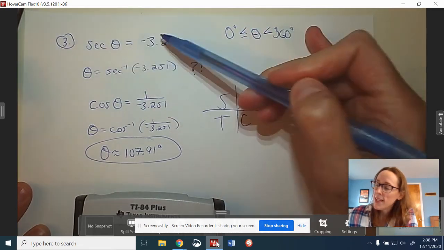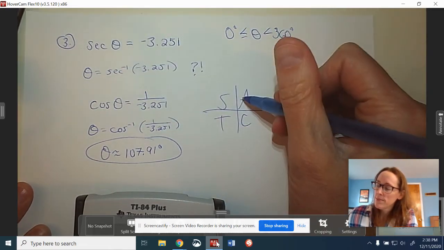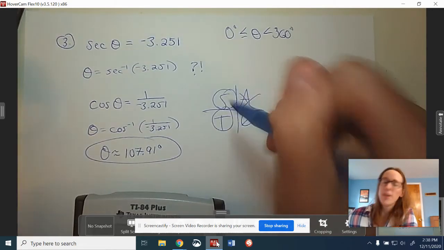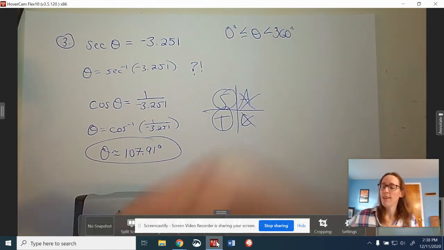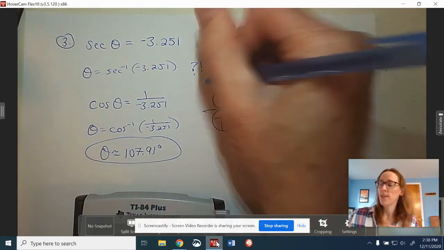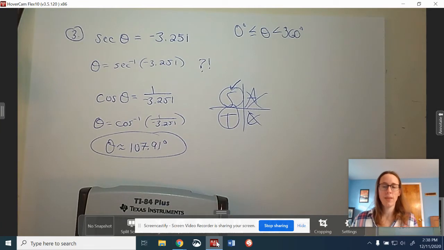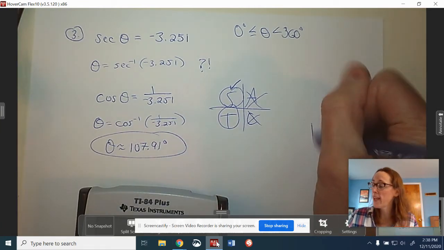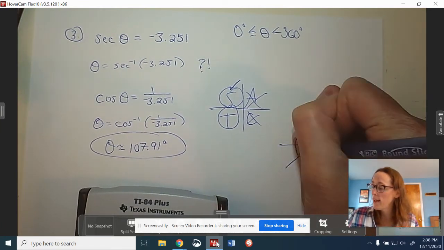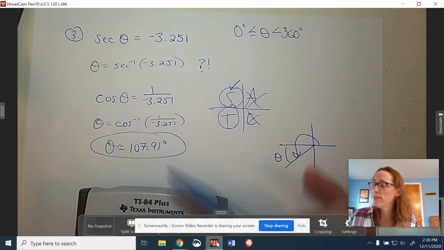Since we know that secant is negative, or cosine is negative, our answers are going to be in quadrant 2 and 3. This answer, if we sketch it, is quadrant 2. So we're looking now for the angle in quadrant 3 that has the same reference angle as this.